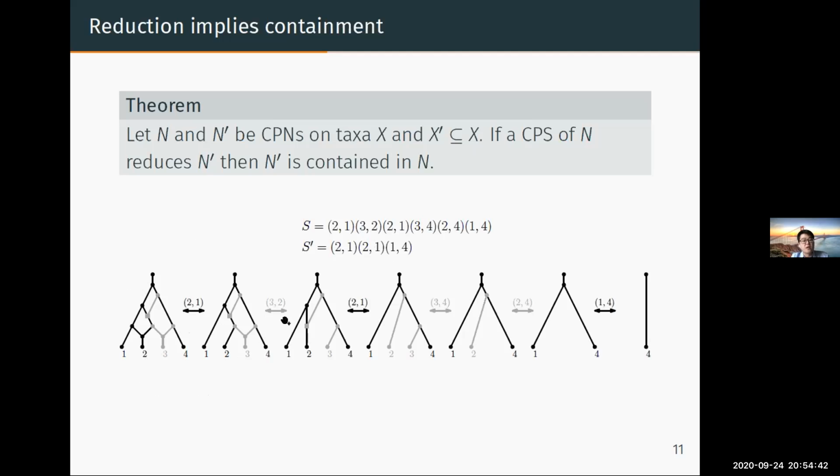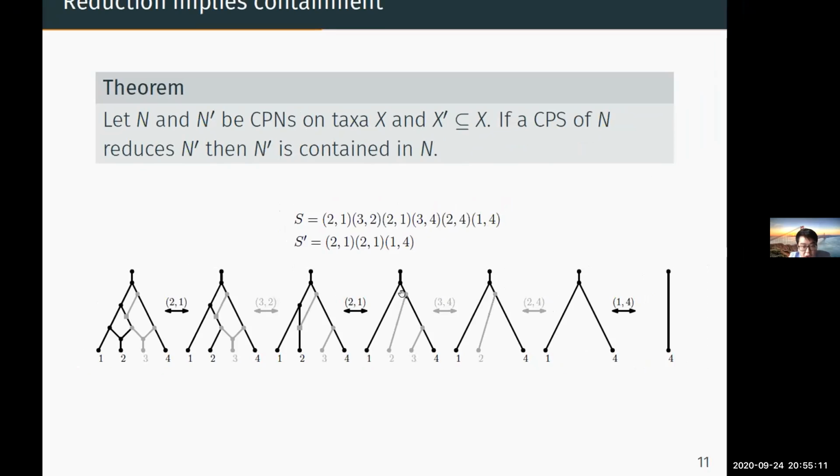But when we next pick 3, 2, well, 3 is not even a leaf in n prime, so it's not going to do anything. That's fine. So we end up over here. And then 2, 1 is a reticulated cherry in n prime, so it does something. So this edge becomes deleted. And then, oh, I think I have a mistake here. Yeah, so right here, this gray edge should be a black edge. This should be a black edge as well.